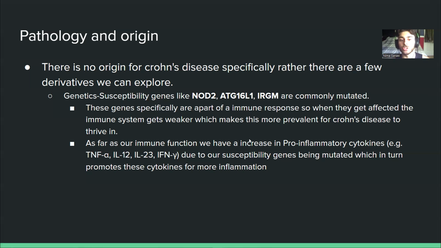As far as our immune function, we have an increase in pro-inflammatory cytokines. Examples can be TNF alpha, IL-12, IL-23, and IFN-gamma. This is due to our susceptibility genes being mutated, which in turn promotes these cytokines for more inflammation.